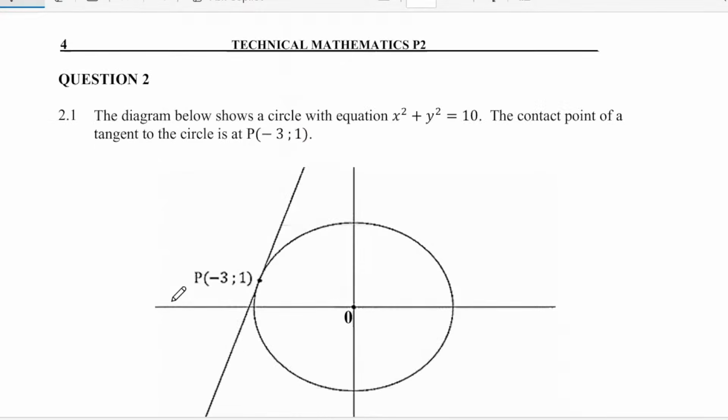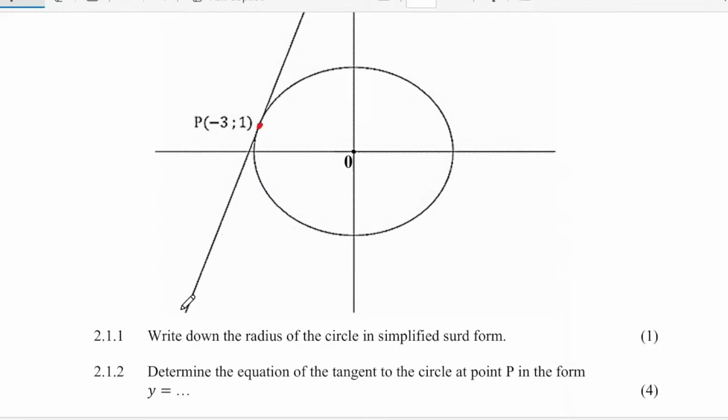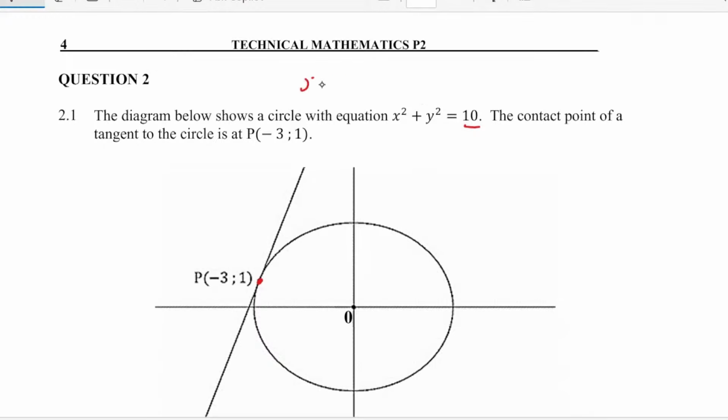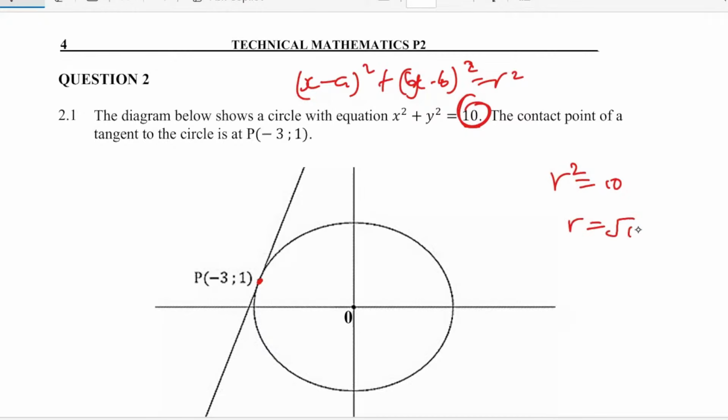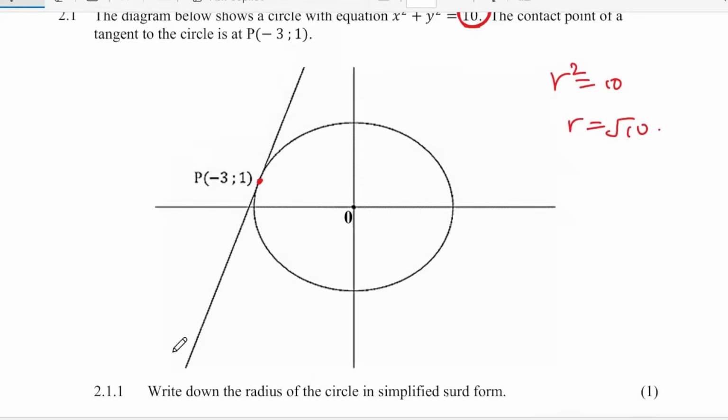Okay, then question number 2. The diagram below shows a circle with the equation x squared plus y squared equals something. The contact point of the tangent on the circle is (-3, 1). Write down the radius of the circle. One thing we need to know is the general equation of the circle, x squared plus y squared equals r squared. So r squared is 10. Let's find the square root, meaning that the radius is just the root of 10.